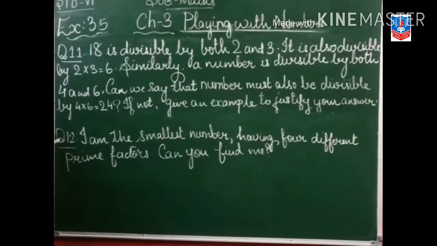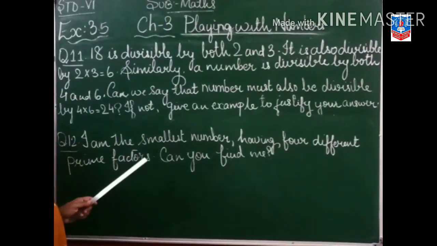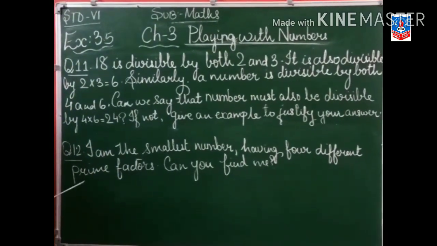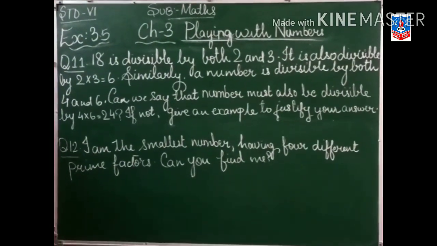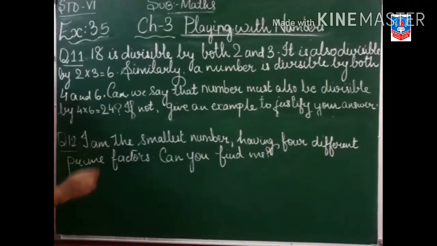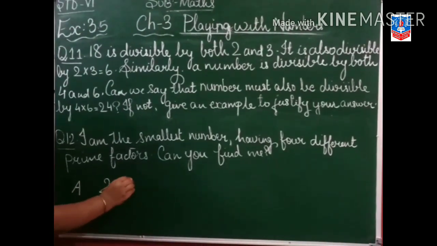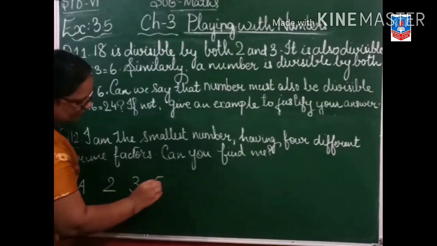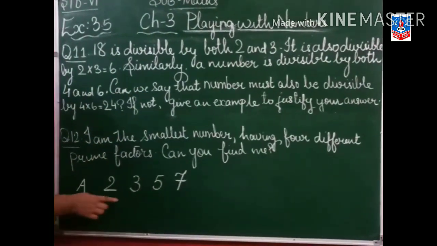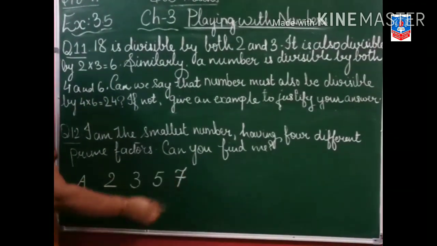Now question number 12. I am the smallest number having 4 different prime factors. Can you find me? We have to find the smallest number having 4 prime factors. So we have to find the smallest number. So we will start with the smallest prime numbers: 2, 3, 5 and 7. So 2, 3, 5, 7 are the smallest prime factors. We have written them in ascending order.